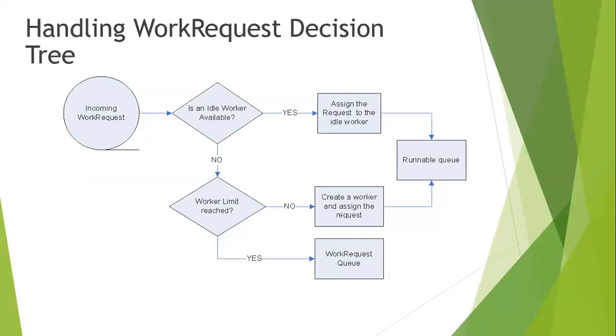So handling work requests. This is just a high level. You have an incoming work request and it checks whether an idle worker is available or not. A worker is nothing but an idle thread. If a thread is available, then assign the request to the worker or thread, and it will be placed in the runnable queue. It will wait for CPU to be available and then executes on the CPU from the runnable queue, right?